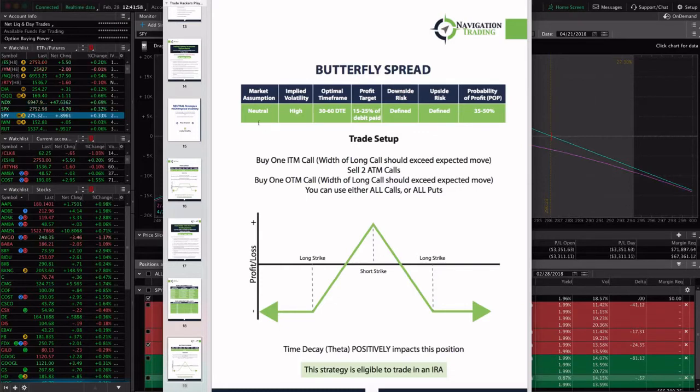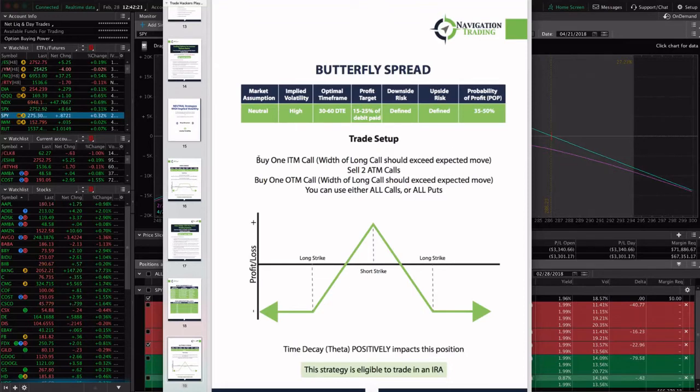Okay, we're still putting these on in a market neutral assumption when implied volatility is high, still entering with 30 to 60 days to expiration. We're taking a profit target a little bit earlier, but fairly similar to a straddle, kind of in that 15 to 25% range. And we typically have a probability of profit between 35 and 50%.